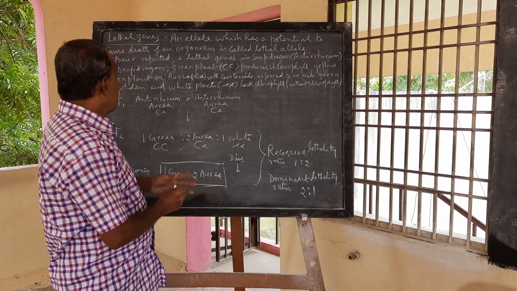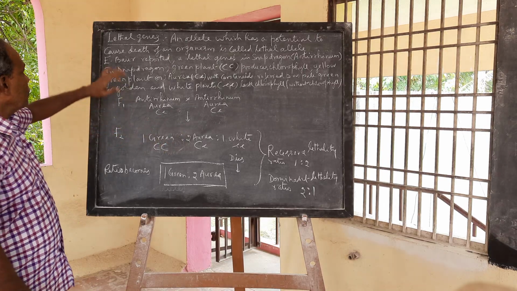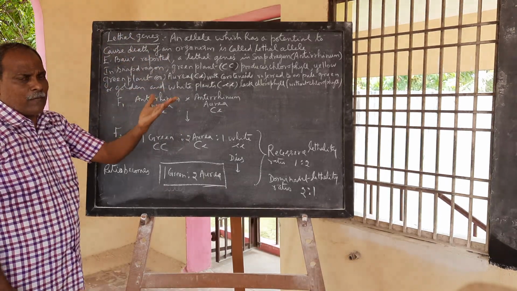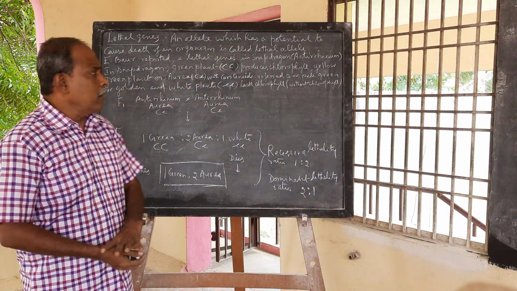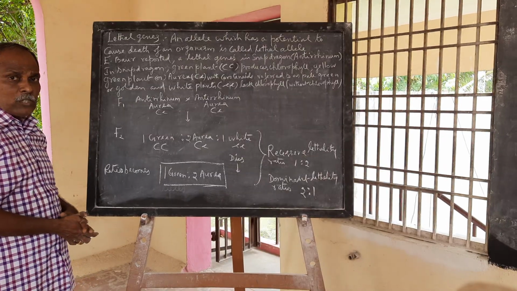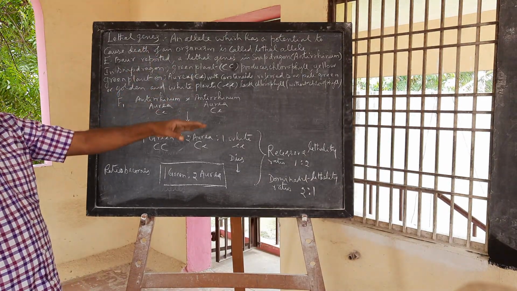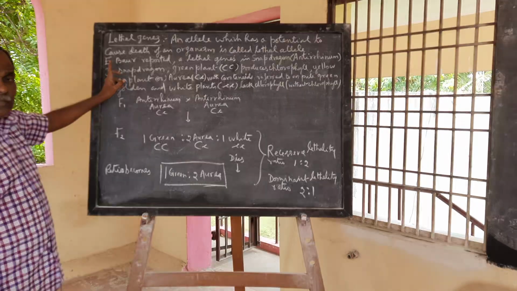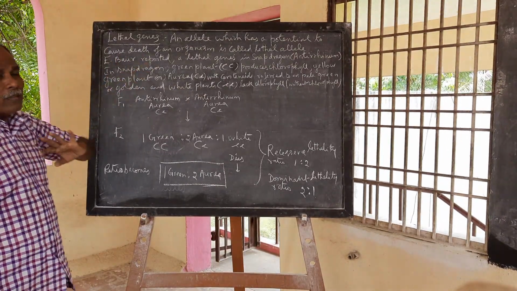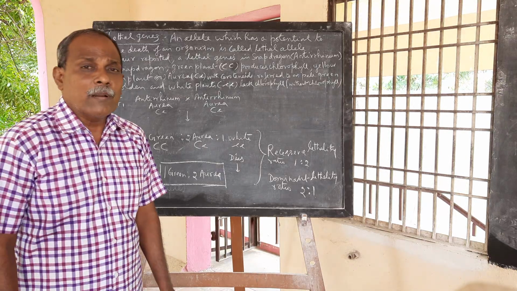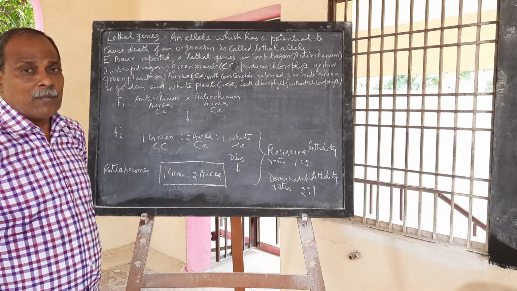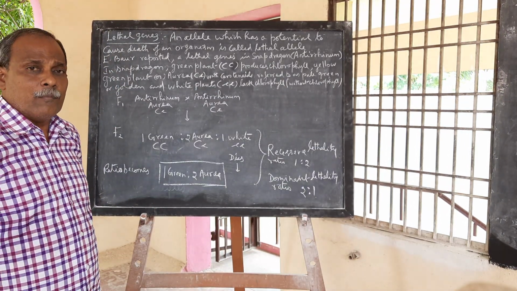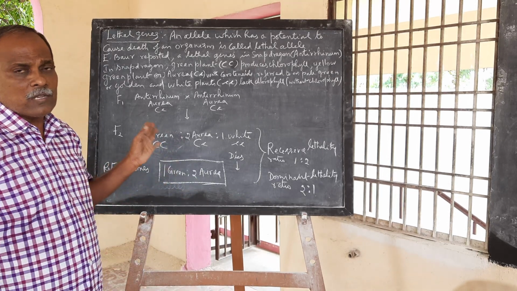So lethal genes, an allele which has the potential to cause death, killing effect of an organism, is called lethal allele. An allele which has the potential to cause death of an organism, its possessor, is called lethal gene. Now, who reported that? Barr reported a lethal gene in snapdragon, Antirrhinum. Snapdragon is the common name, Antirrhinum the binomial name.